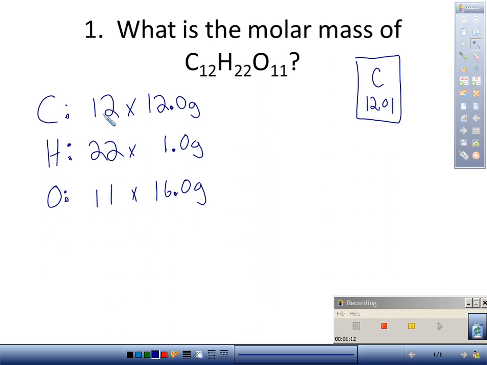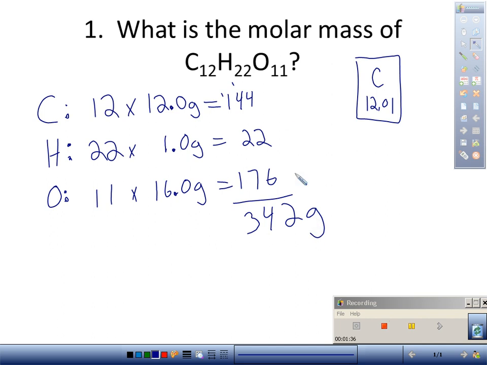So I have 12 atoms, or 12 moles, times 12. And I do the same thing. I multiply across. And I add those together. I'm going to add down here. So I have 342 grams. This is my molar mass. The mass of 1 mole of this substance is 342 grams per 1 mole.